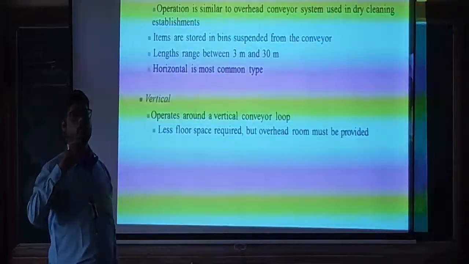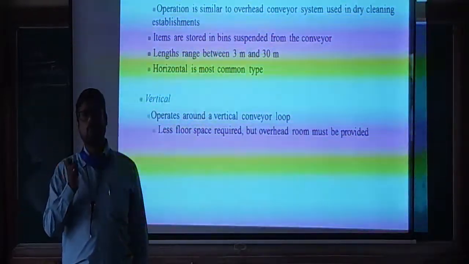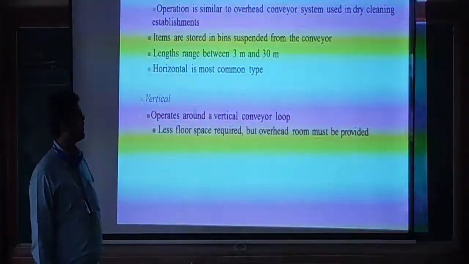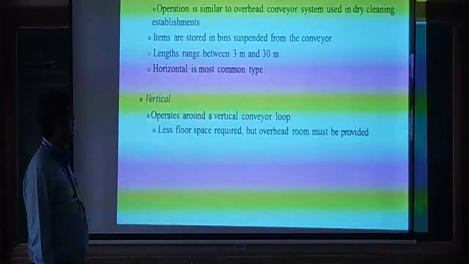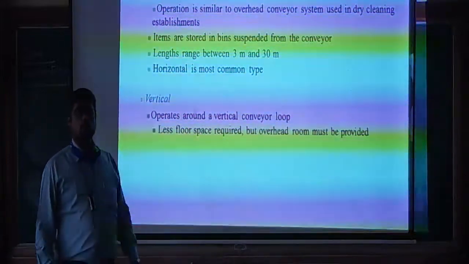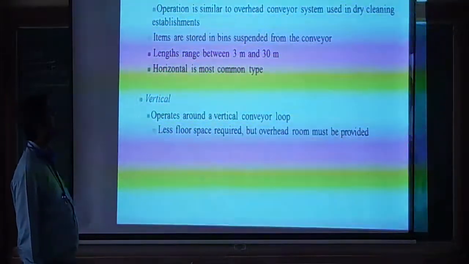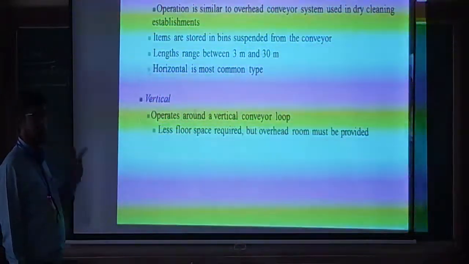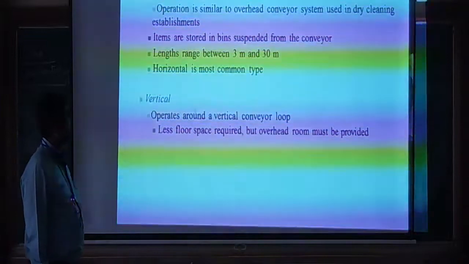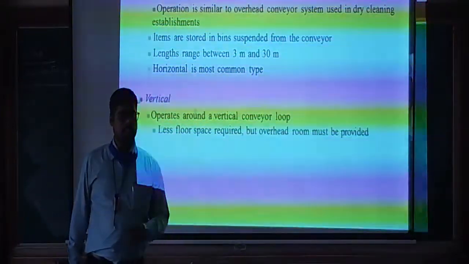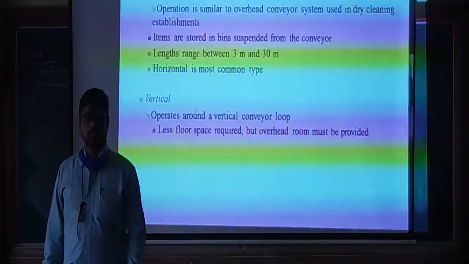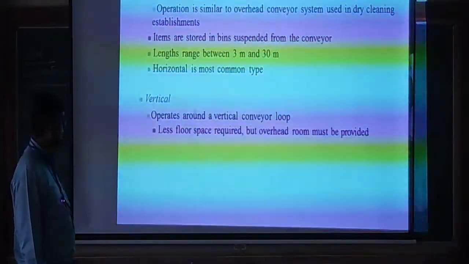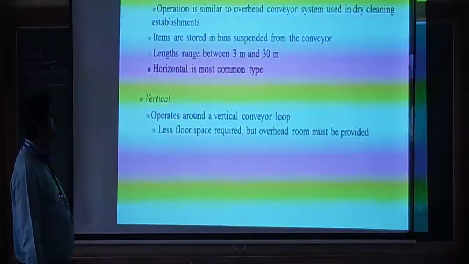In painting also, they will hook that particular part and then go for spray painting or another type of painting process. The length ranges between 3 meters to 30 meters. Usually for the horizontal carousel storage system, the length is between 3 meters and 30 meters. Horizontal is the most common type; usually industry uses this type of carousel system.